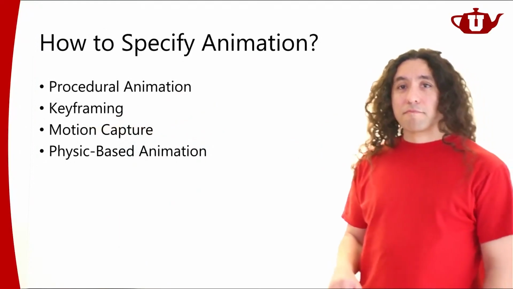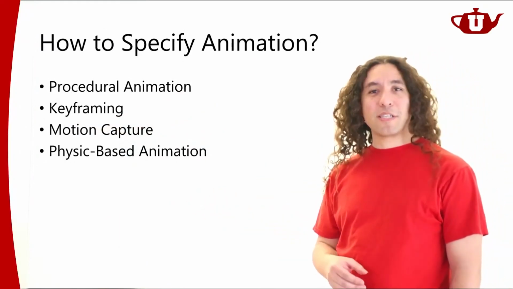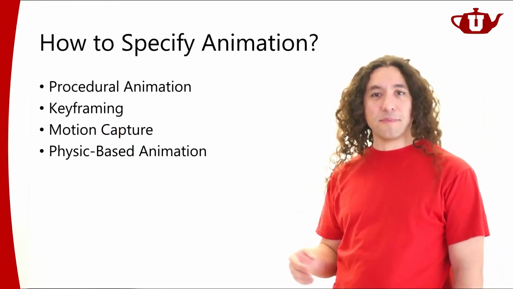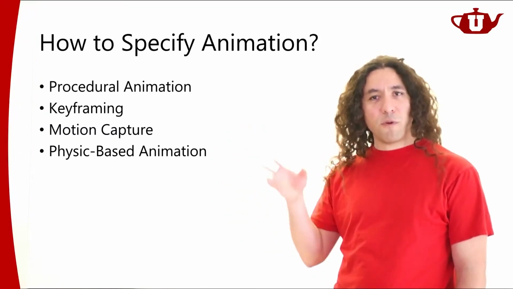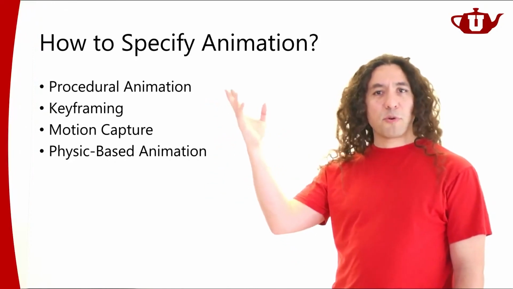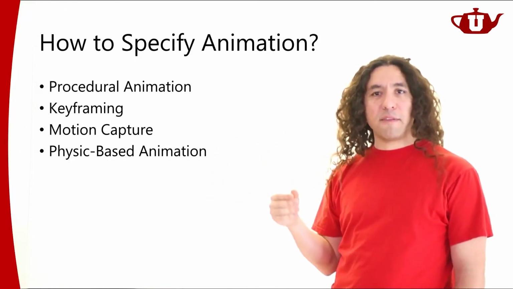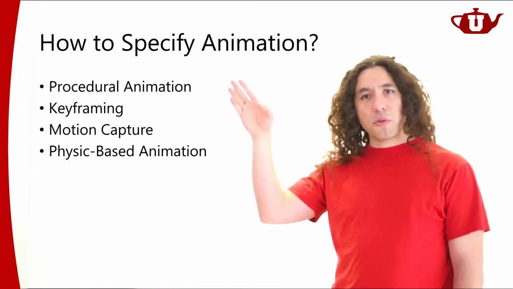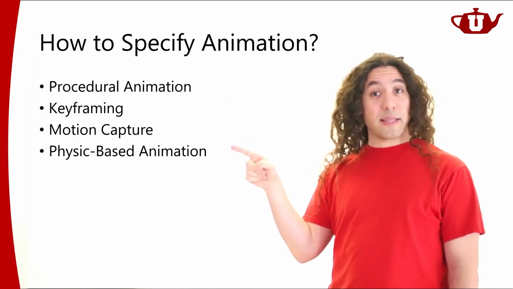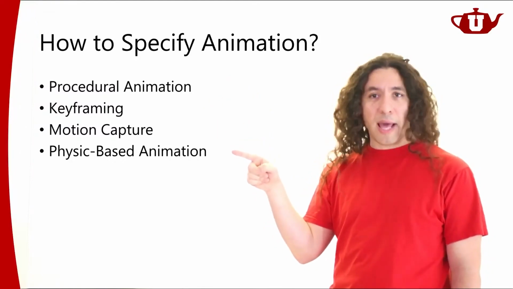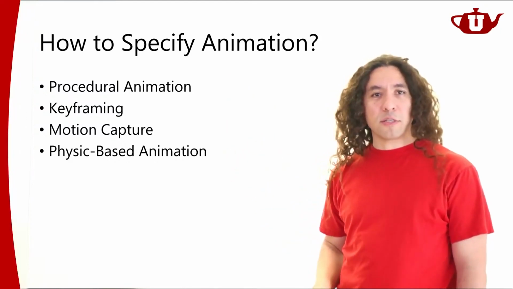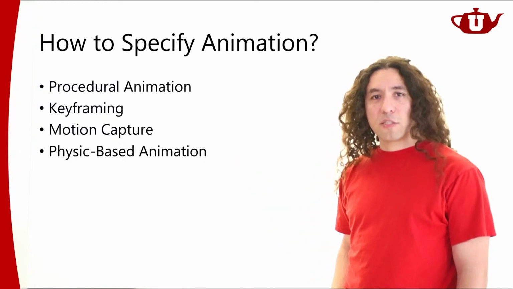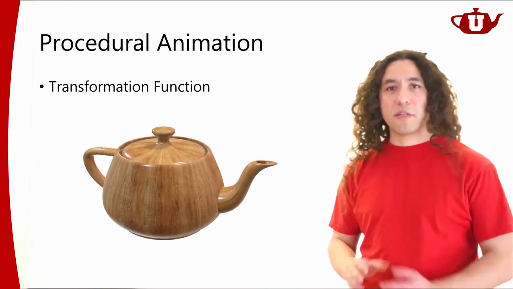Now, that brings us to our second question: how do you specify animation? Now I'm going to talk about how to specify animation in 4 different topics. It's going to be procedural animation, keyframing, motion capture, and physics-based animation. I'm going to go through the first 3 of them today, and the last one I'm just going to briefly mention, and we're going to talk a lot more about this one in our upcoming lectures. Alright, so let's talk about procedural animation.